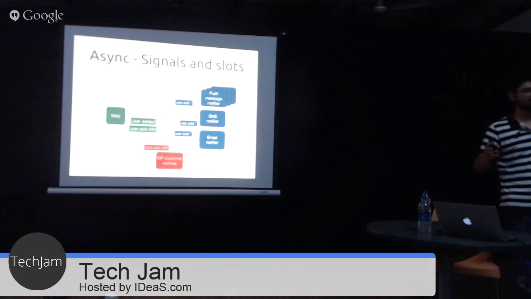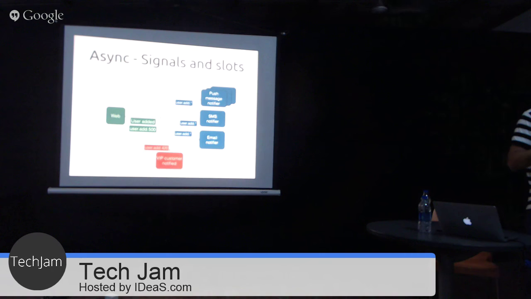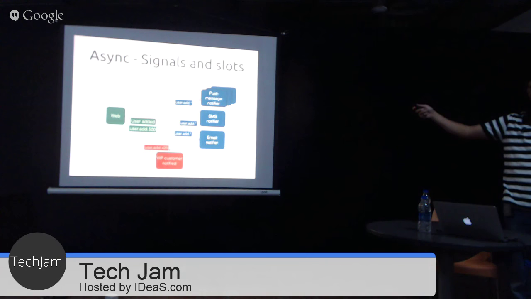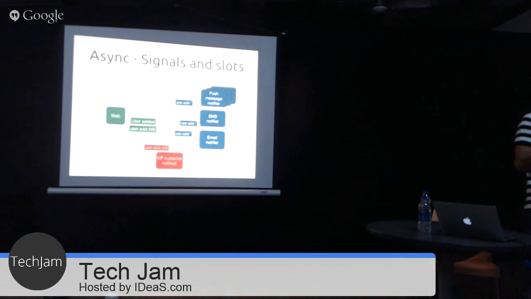But there is a problem here. Can anyone tell me what the problem is? If I just add nodes, what is going to happen? It's a topic, so everyone is going to consume the same message. Right. So if you have 10 slots or 10 processes implementing a slot for a push message notifier, all 10 of them are going to be invoked. And you will get 10 duplicate actions.